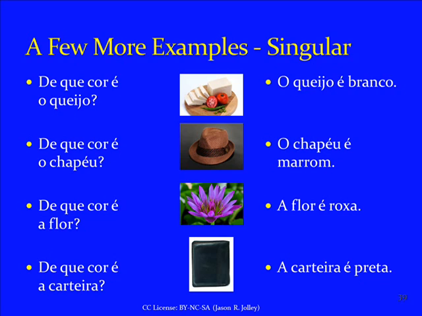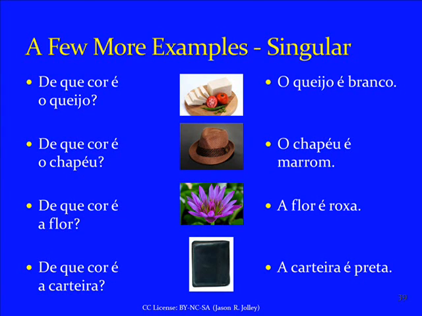So, you got that? On this screen, what we're going to do is just practice that question and answer structure and dynamic using a few more examples with singular. We're going to see both masculine and feminine, but singular nouns. So if I want to ask what color is the cheese, de que cor é o queijo? Person would say, o queijo é branco. De que cor é o chapéu? O chapéu é marrom.